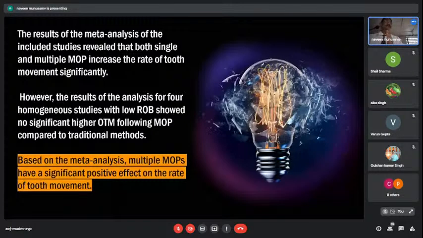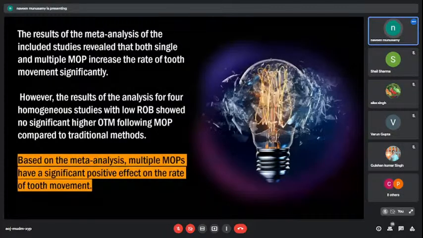tooth movement. But the meta-analysis again showed here that there is very weak evidence to show that microosteoperforations will increase the rate of tooth movement. So again we are standing at the same crossroads, that we still don't have very strong evidence to say that microosteoperforation will definitely have an effect on orthodontic tooth movement. We need more controlled randomized clinical trials with a more specific methodology so that we can come to a conclusion regarding the effect of microosteoperforation during orthodontic tooth movement.